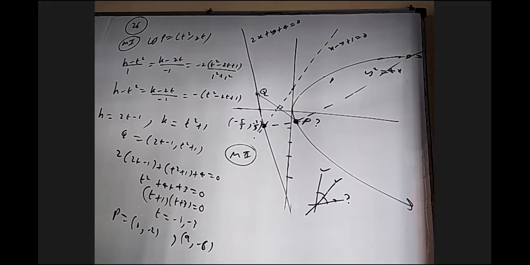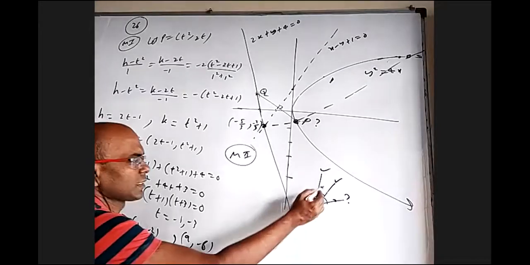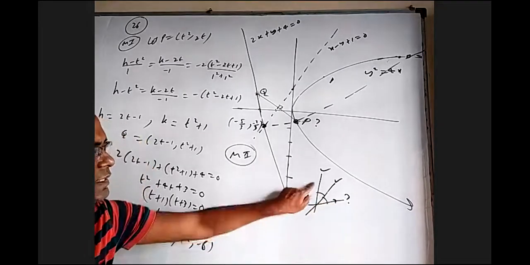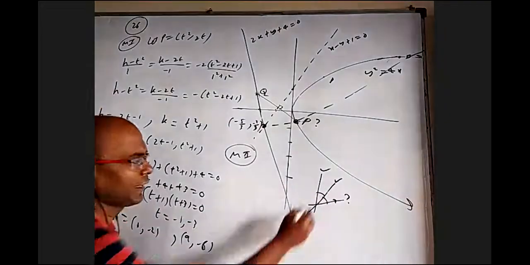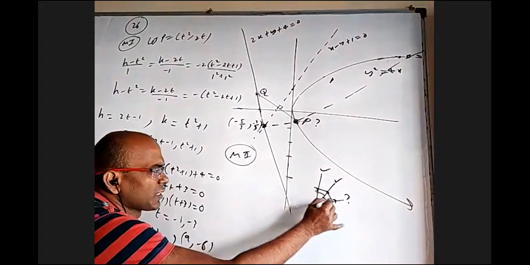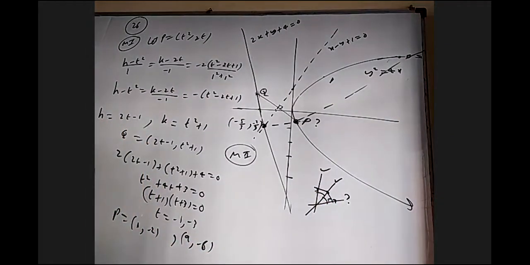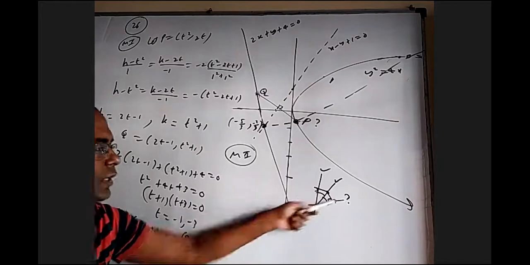Yeah, you can take this as L1 plus lambda L2, where this is L1 and this is L2. This will be in the form of L1 plus lambda L2. Take any point on this; the perpendicular distances are equal. From that, you'll get that lambda. Put that lambda back, and we'll get that line.